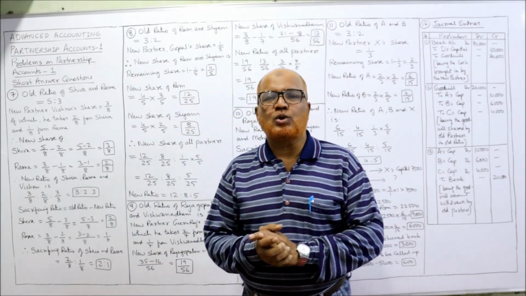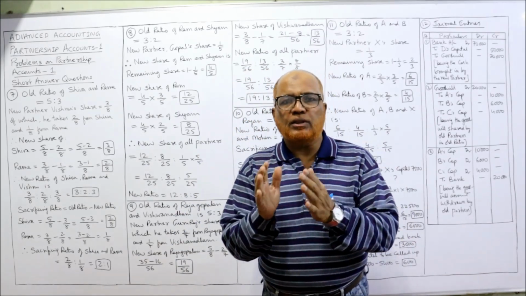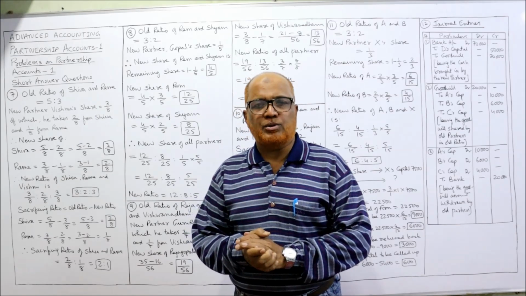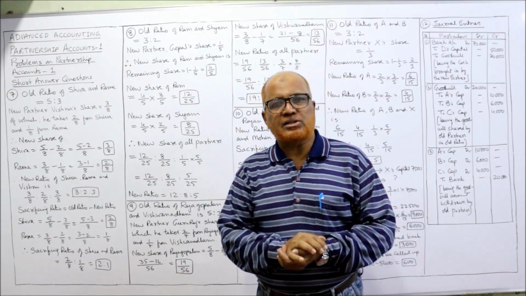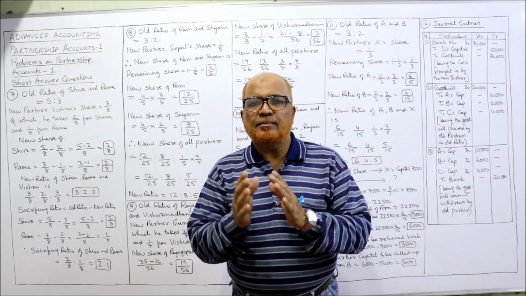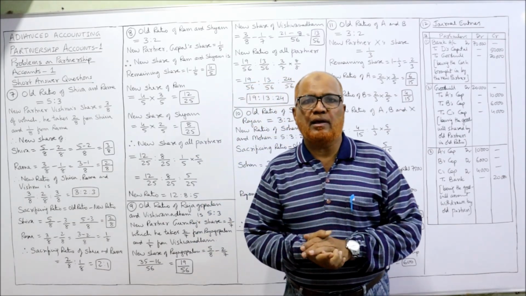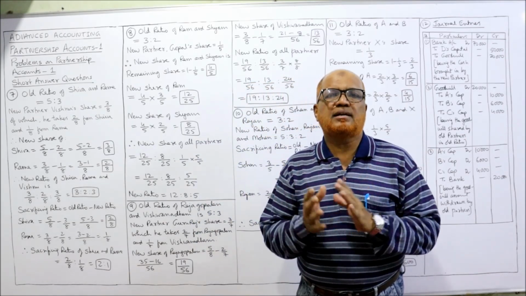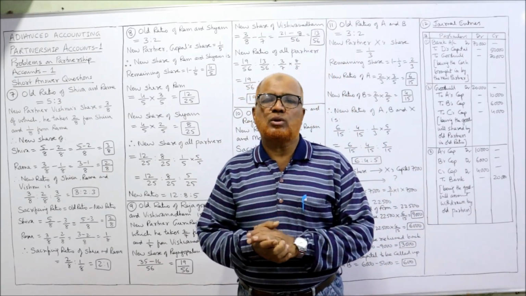I'm Hasham Ali Khan. So far, I have completed six short questions on this chapter, partnership accounts. All these short questions are regarding the preparation of the profit and loss appropriation account, and then preparing the capital account, current account, and calculating the profit sharing ratio. All these are the basic things, and these short questions will be asked even in examination also.